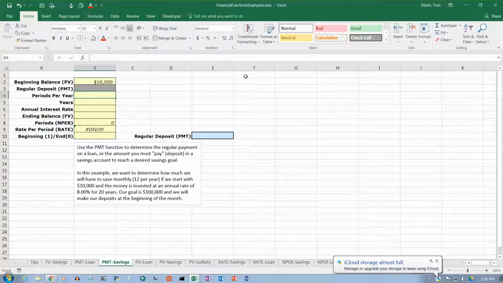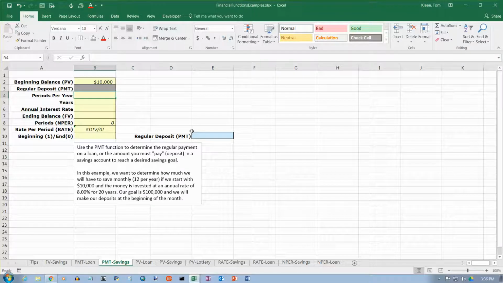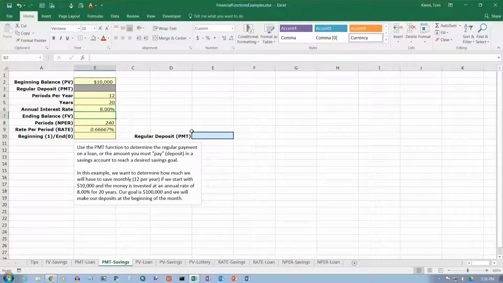And then we'll click on periods per year, and it's going to be 12 periods per year, and the number of years it says is 20. The annual interest rate is 8.00%, and the ending balance is we want to reach 100,000.